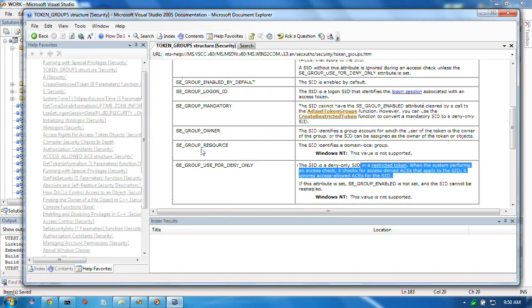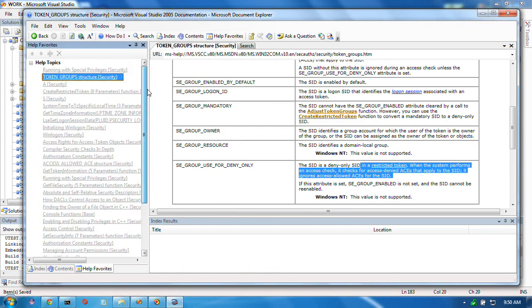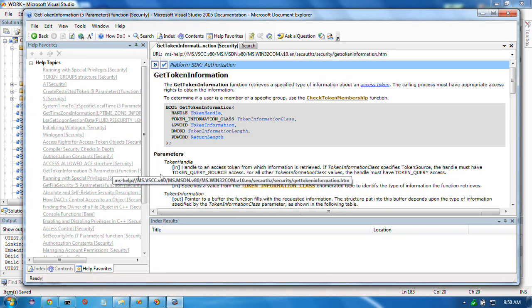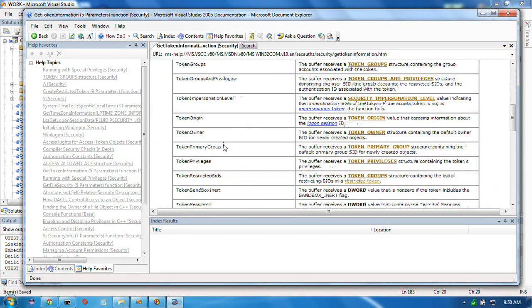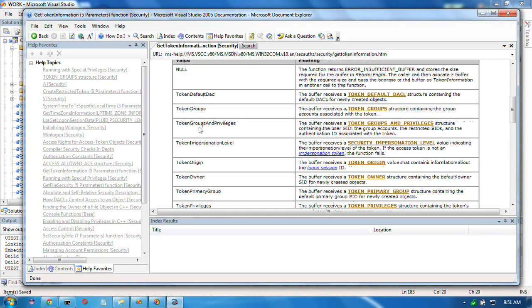What is it called? What's that function call again? Get something information. Now, really, this is the one that in the example that's coming up, I should have used this one to save myself a lot of heartache.